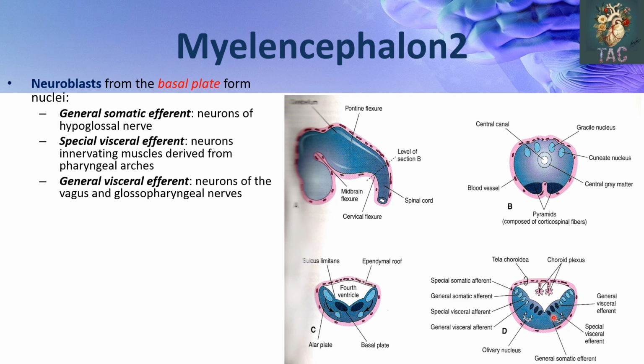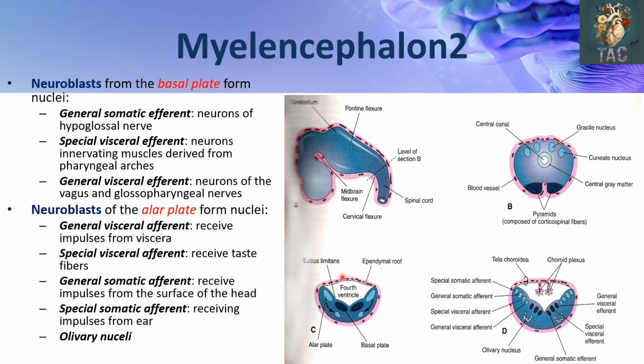Next to the general somatic efferent is the special visceral efferent group, and the neurons of this group innervate muscles derived from the pharyngeal arches. Next to this is the general visceral efferent, and this general visceral efferent carries neurons of the vagus and glossopharyngeal nerves. These are carrying the motor fibers to the viscera like the intestine, the cardiovascular system, the respiratory system, etc.